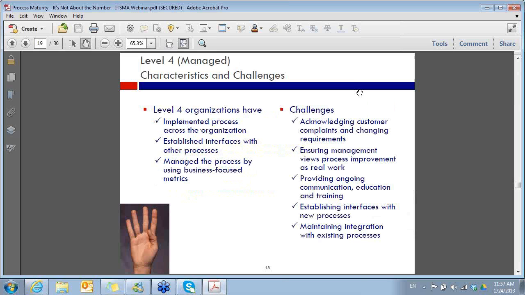So with level 4, it's about the interfaces, and it's about making sure that we have business-focused metrics in place. It's about listening to our customers and really getting serious about taking action on complaints and understanding that it's hard. There's very much a temptation to think we're done, but we've got to focus on process improvement and view it as real work and understand that we've got to do ongoing communication and education and training.